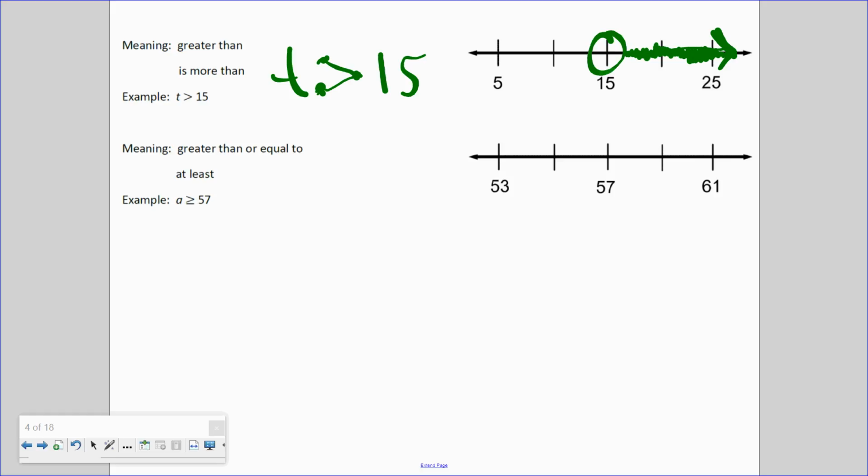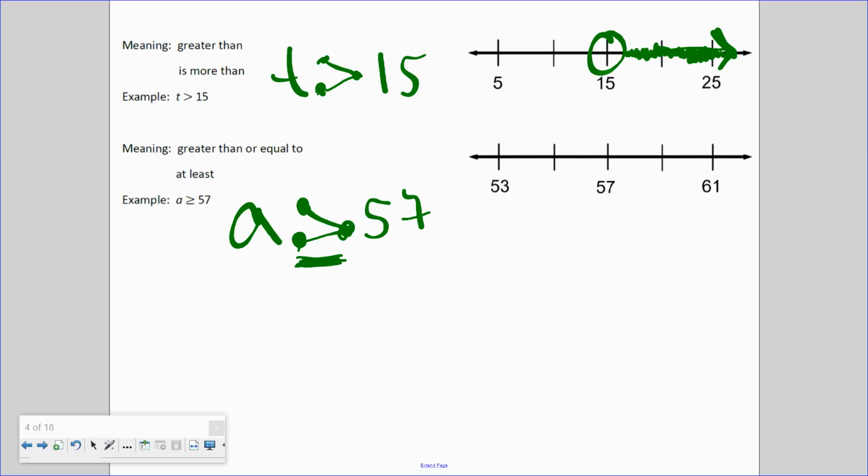And our last example is meaning greater than or equal to, or at least. That means it's the least it can be. So it has to be higher than it. So A is greater than or equal to 57. So if you need to, draw the two dots. This side is greater than this side, or this bar right here means equal to.